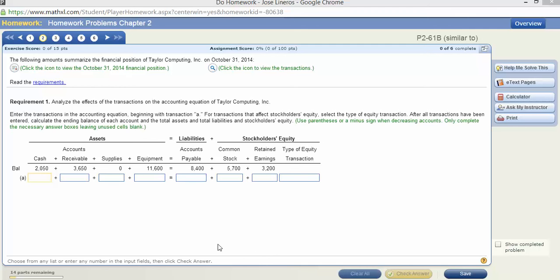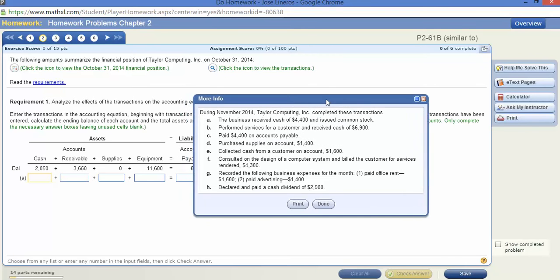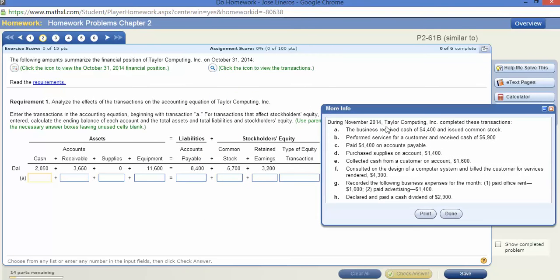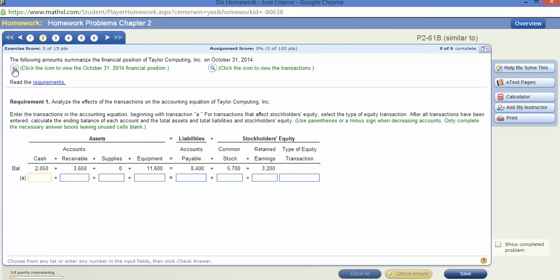Hi everyone. I thought I'd show you an approach to this type of problem in accounting. What they're doing is they're giving you some transactions here. So during November of 2014, these transactions occurred. So we'll go ahead and take this out for now. We won't look at it. And then they're giving you the beginning position.